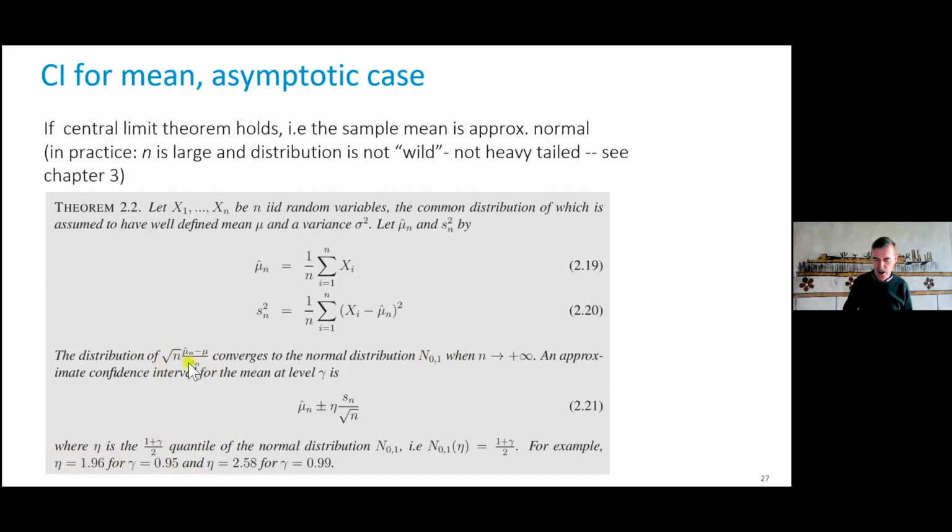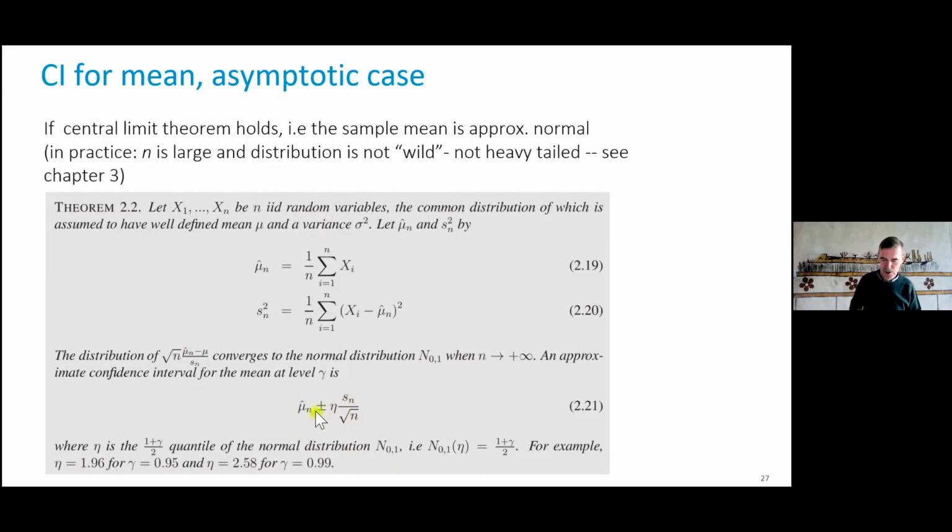With obvious algebra, this is equivalent to saying that the unknown parameter mu, in this quantity, mu n hat and Sn are values we have from the data, and what we don't know is mu. But if we know that this quantity is between two bounds, we can conclude that mu itself is between those two bounds, which by reverting gives mu n hat plus or minus eta Sn over square root of n. So this is the typical confidence interval that is given for the mean.